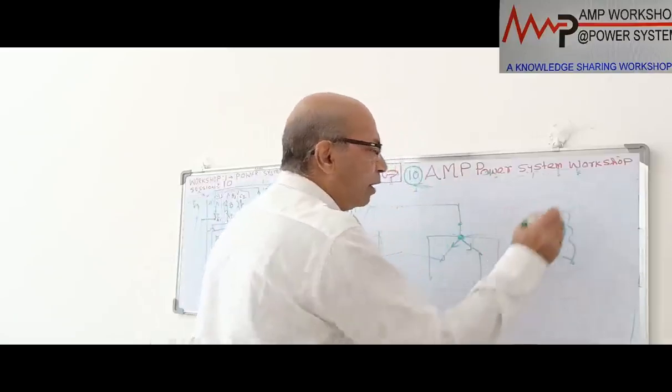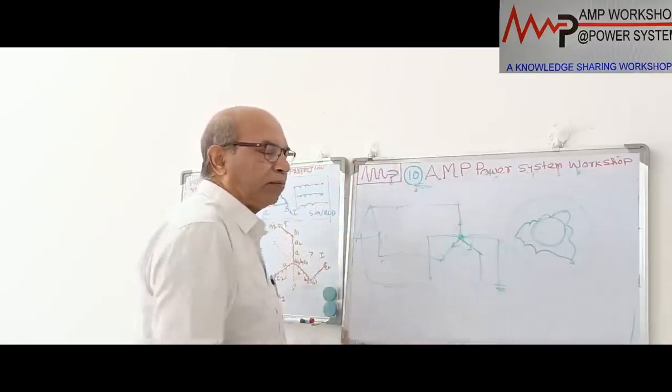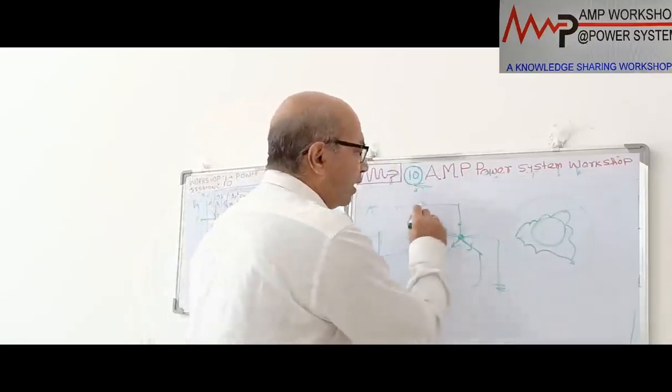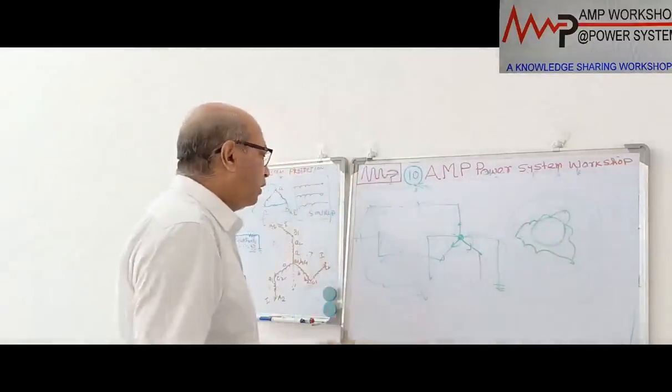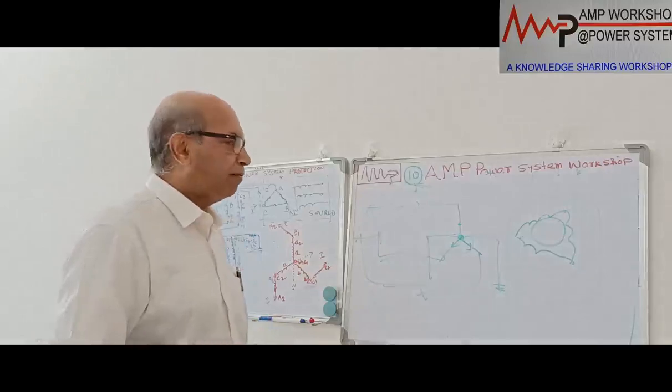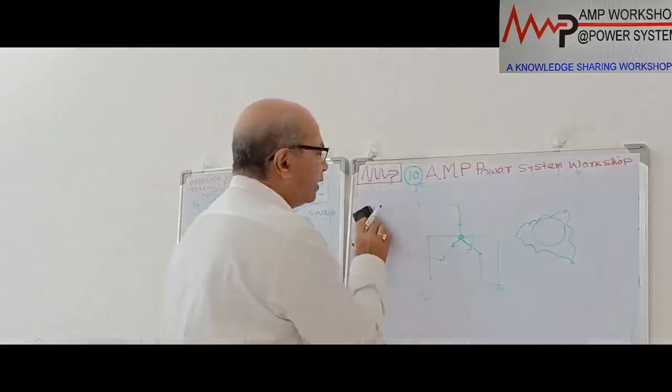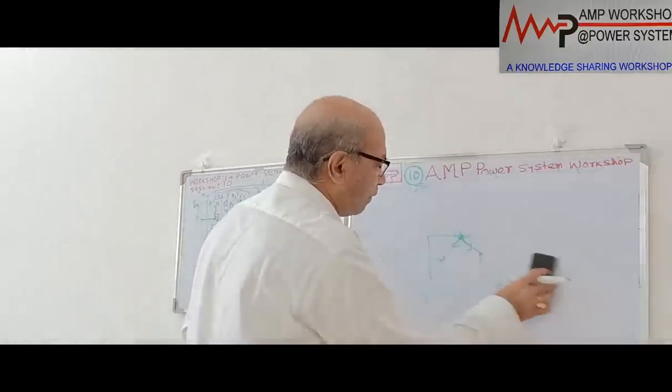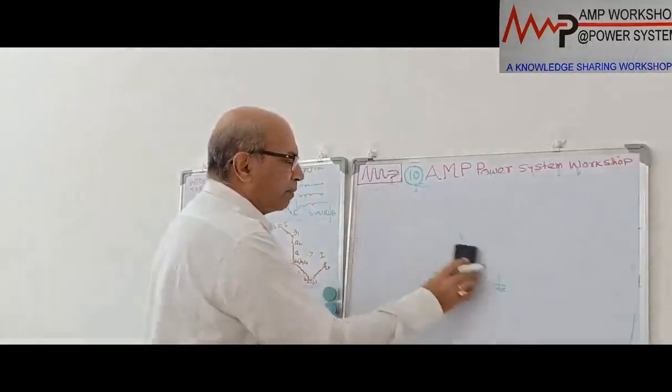So it will be living within the delta, and that will balance this earth fault current. So this way also we can make a grounding transformer. But in most cases, we use this zigzag type of grounding transformer for most purposes. Now, this grounding transformer rating will be different from the normal rating, which I will discuss afterwards.